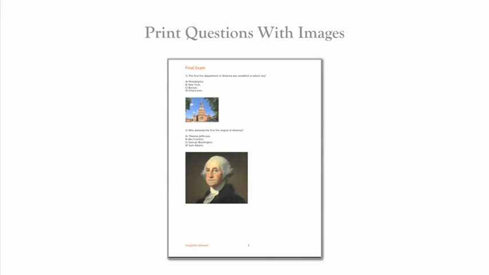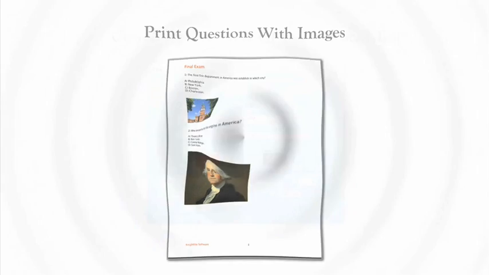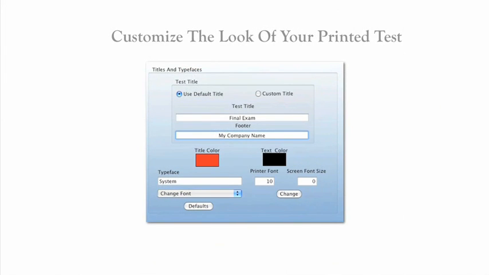Print questions with images. The software lists the question, followed by displaying the image. With TestMaker 5.0, you can customize the look of your custom test. You can add a custom title and footer message, change font colors and sizes, and typefaces. Restore the system back to default settings by clicking on the defaults button.